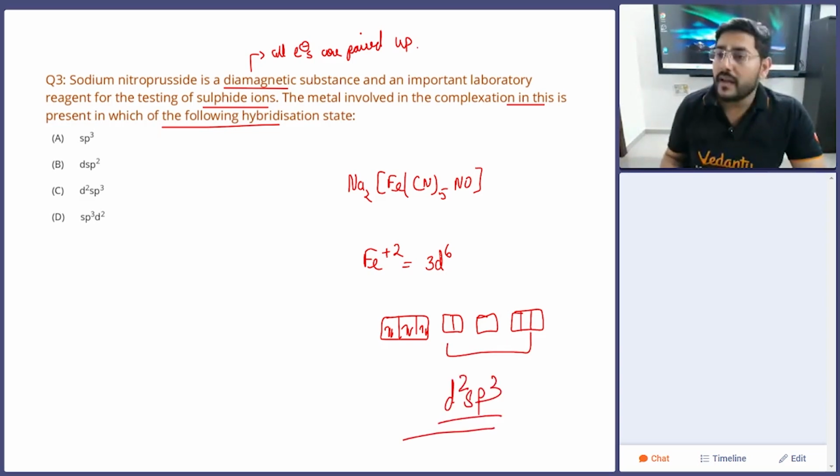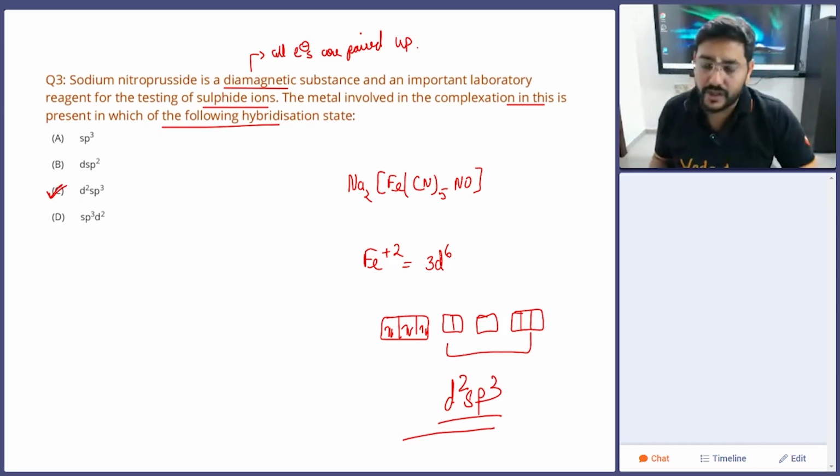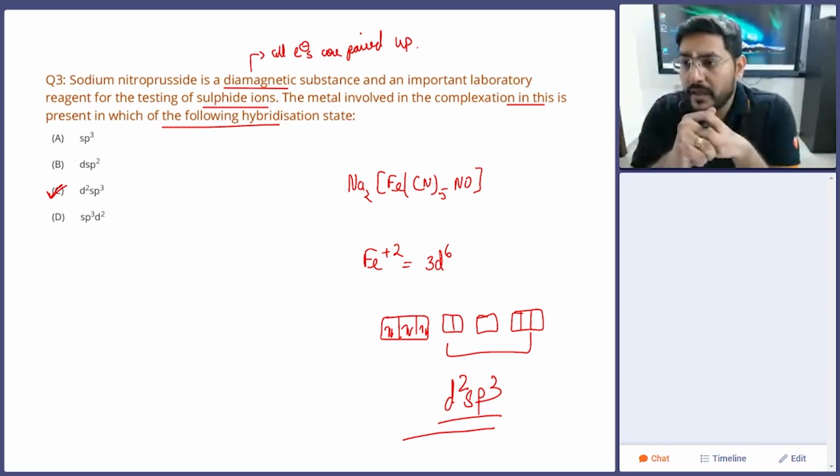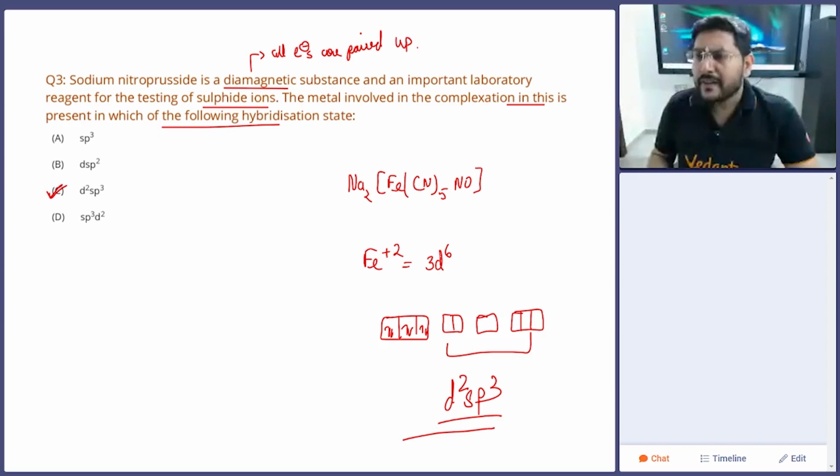Come on, my lovely future engineers. Is this part clear? So the right answer for this question is option C, that is d2sp3 hybridization. Now one of the most important parts: sometimes they will give you different complexation.